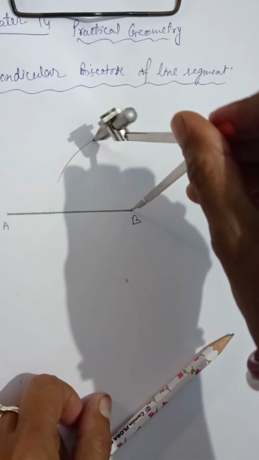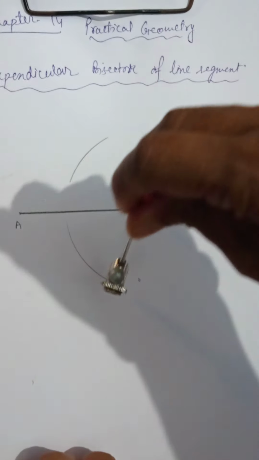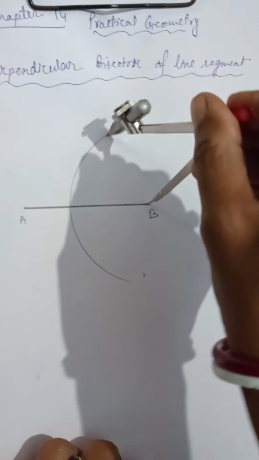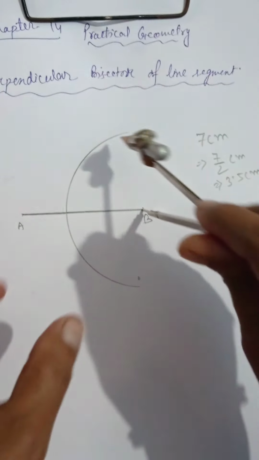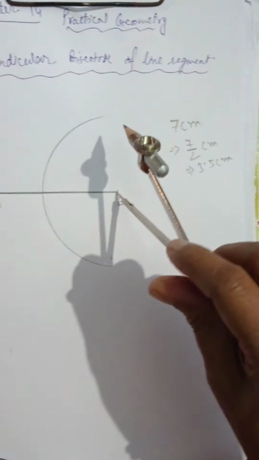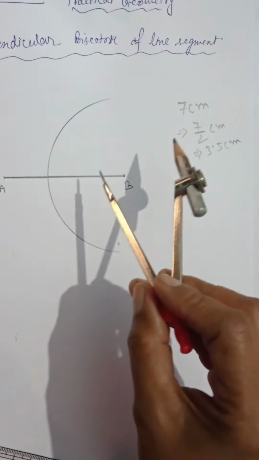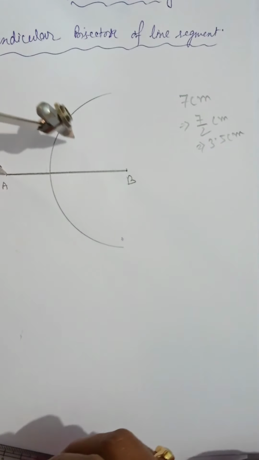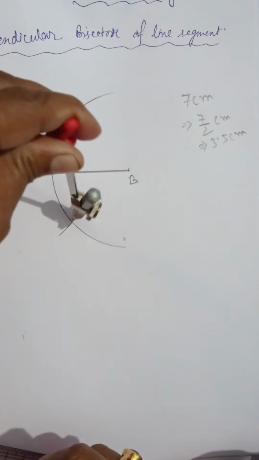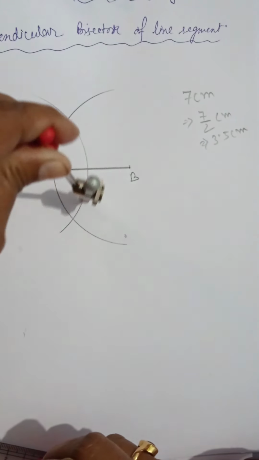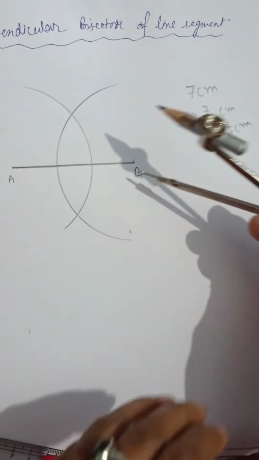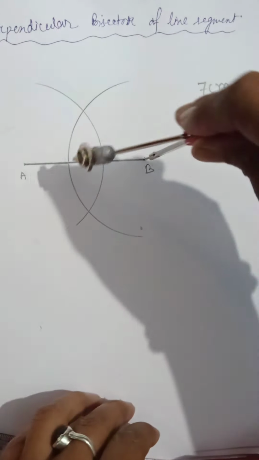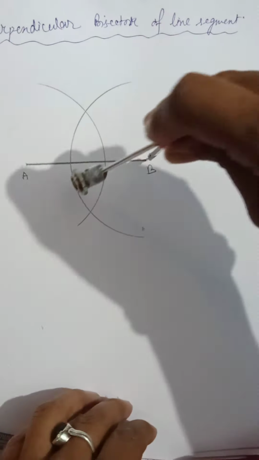Now with this radius I am drawing this arc. You can complete the circle also, but it is not necessary. Now, without disturbing the radius of the compass, I will repeat the same from the other point. First I did it from point B. Now I am doing it from point A, to intersect that previous arc, with the same radius of my compass.